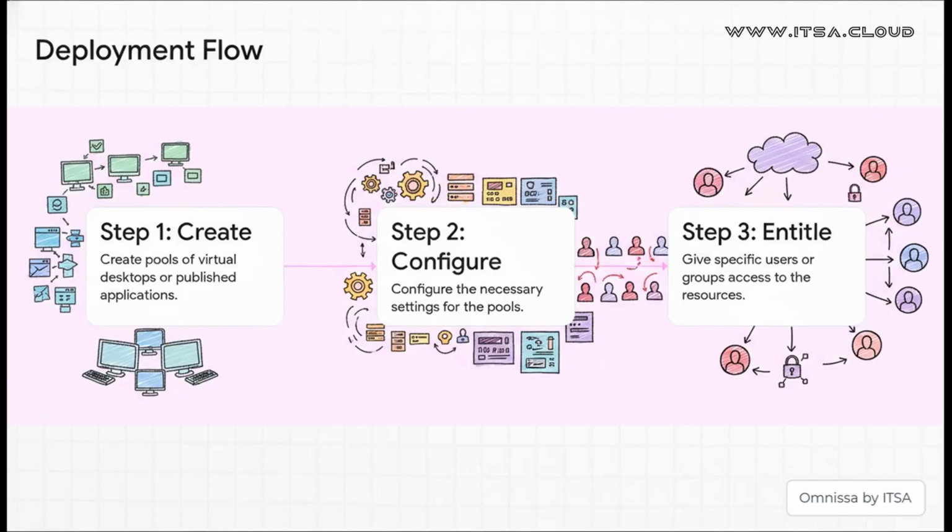What's great is that the Horizon console takes this really complex process and simplifies it with a super clear step-by-step flow. You start by creating pools of resources, desktops or apps. Then you configure all the settings to get them just right. And finally, with just a few clicks, you grant access, or entitle, the right users. It's this structured approach that really helps minimize errors and, let's be honest, saves a ton of time.